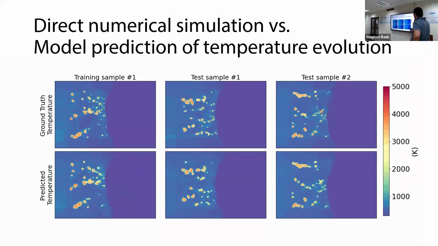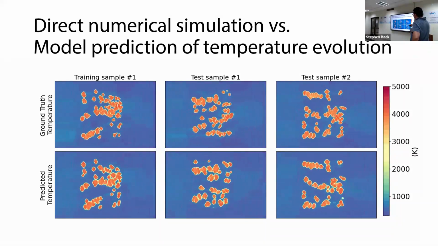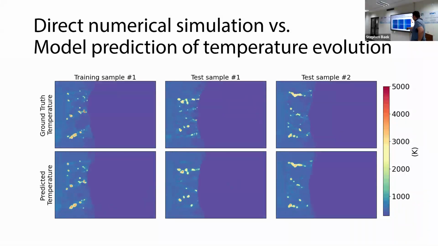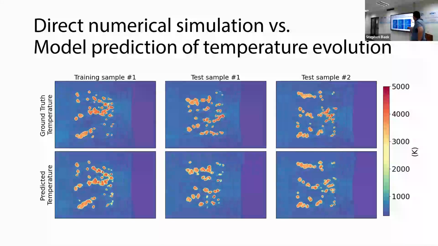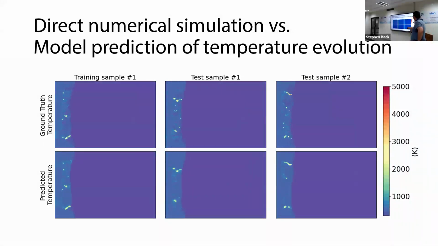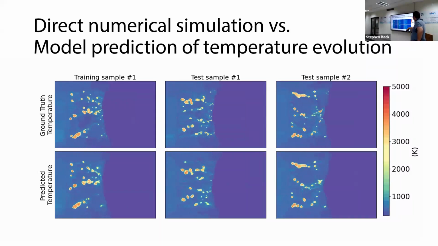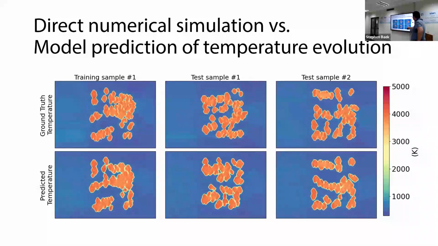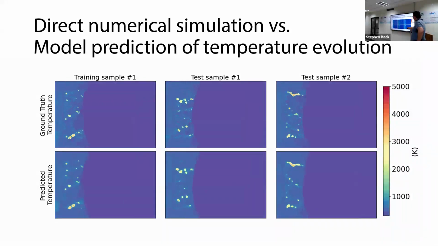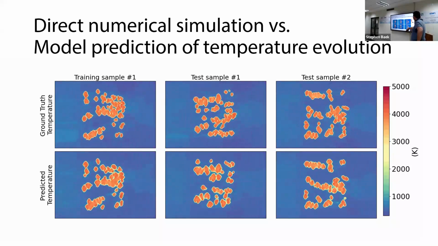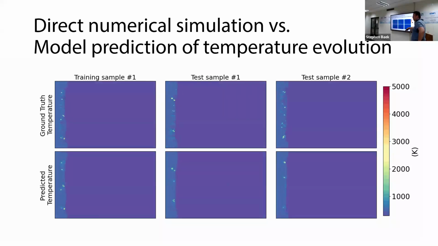So here's the animation. Again, we have the training sample, which is the case that the model has already seen, and then we have two test scenarios that the model has never seen. And as you can see, with the caveat that the prediction result is a little blurrier at the bottom, we can capture the overall dynamics of the hotspot formation and their coupling as well.